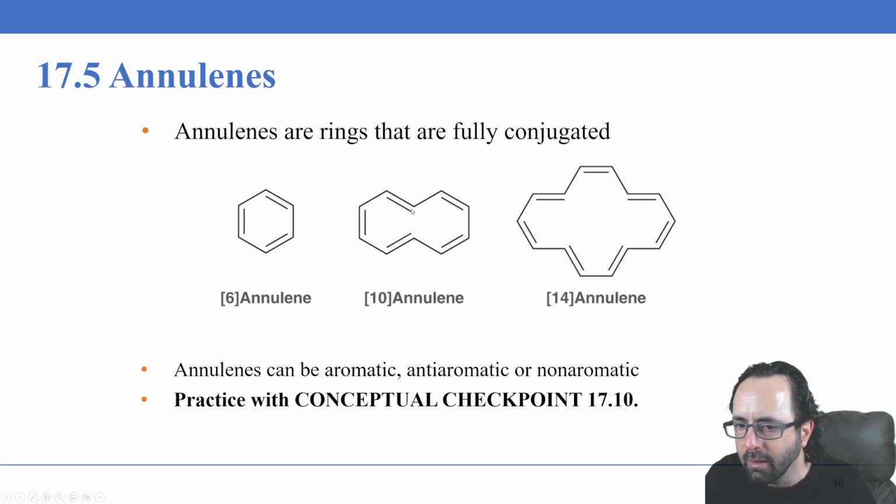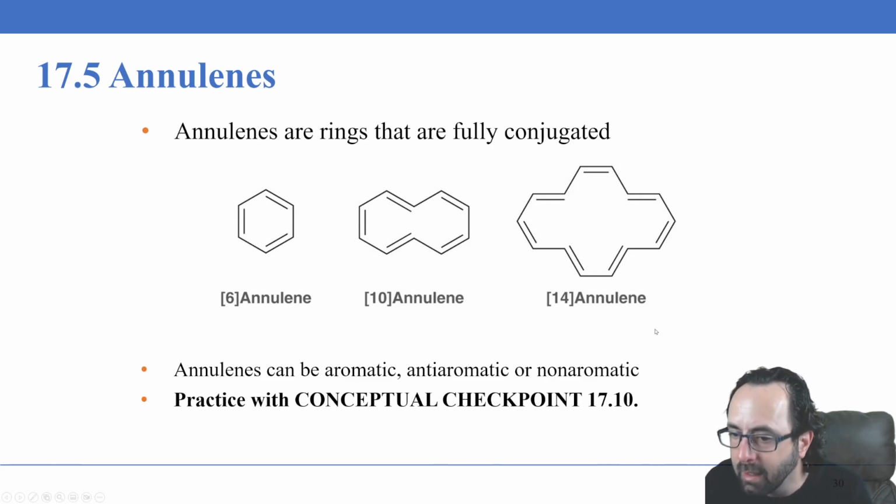Here's an annulene with 10 carbon atoms, all conjugated, right? Double, single, double, single, all the way around. Also conjugated here, it's double, single, all the way around with 14 carbons. This is called 14-annulene.